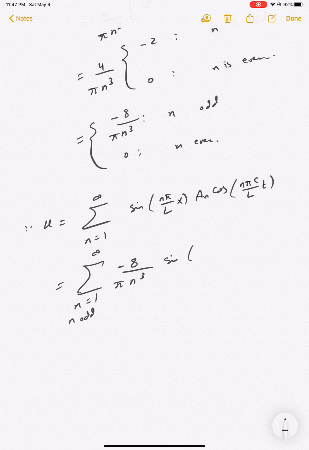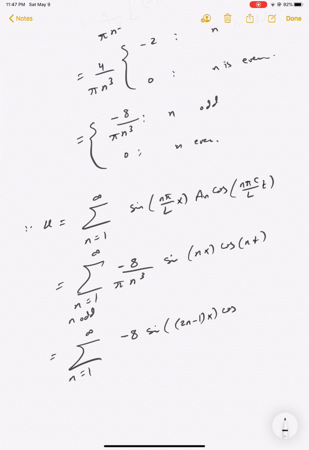So in this line, n pi over l is just an x, and the cosine n pi c t over l becomes cosine of n t, because c is 1 and l is pi. And instead of writing it this way, we saw these ideas from the previous chapter. This is negative 8 sine (2n minus 1)x cosine (2n minus 1)t, all divided by pi (2n minus 1) cubed. This is because n is odd, so we replace every n by 2n minus 1. So in fact, this is our solution.